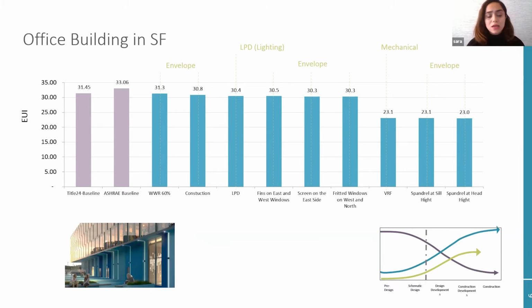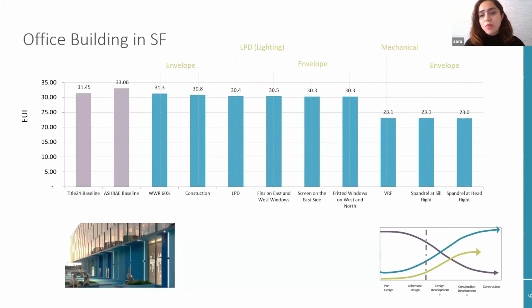Because this building has a lot of exposure to the east and west, the architects came up with some really fancy themes, or maybe some sort of screens. They were thinking about different scenarios, some sort of window treatments on the east and west. And then we came up with a more advanced system, such as a VRF system.